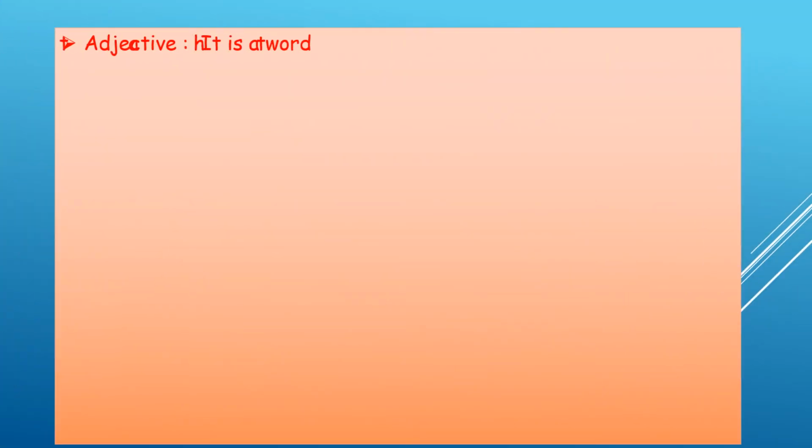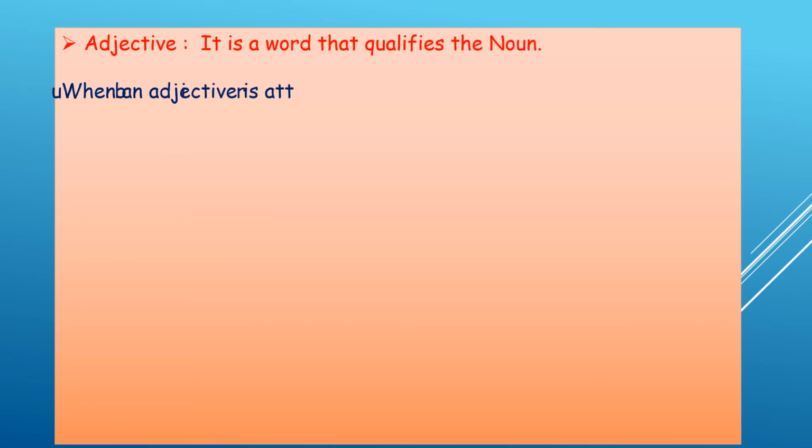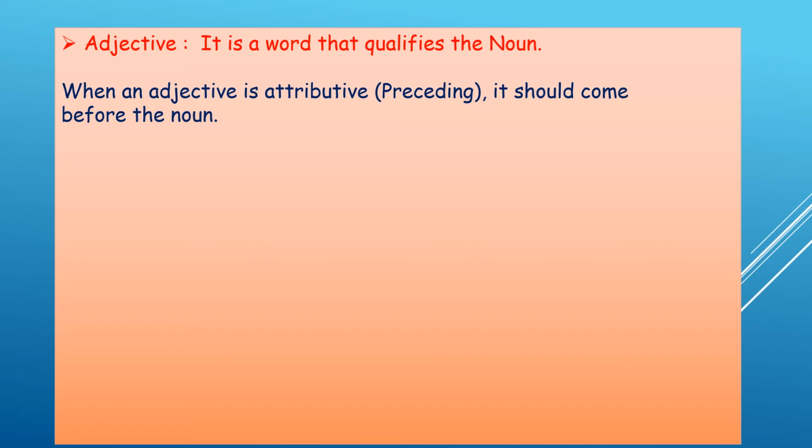Adjective. An adjective is a word that qualifies the noun. When an adjective is attributive or preceding, it should come before the noun. So whenever an adjective is giving any kind of quality, attributive, it should always come before the noun. If it is qualifying a noun, it should always come before the noun. You can see the example.